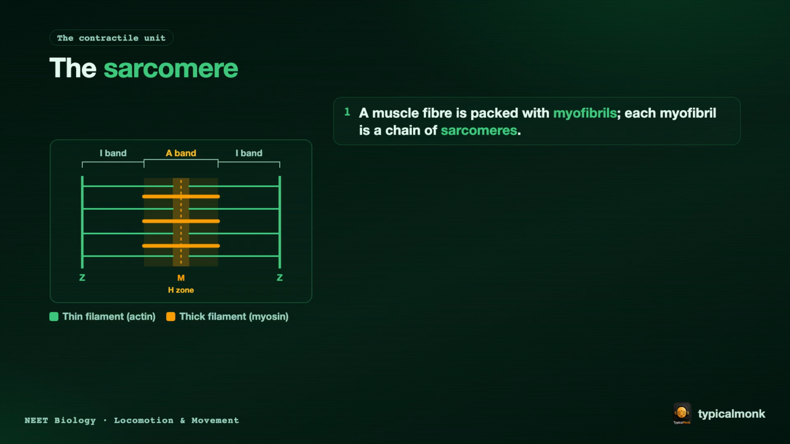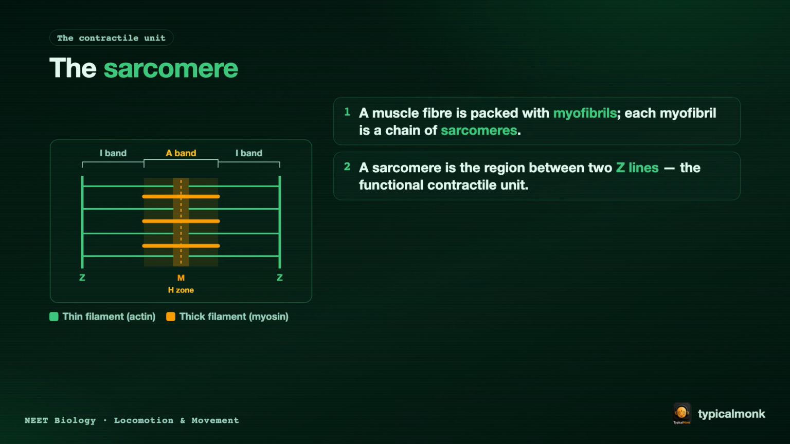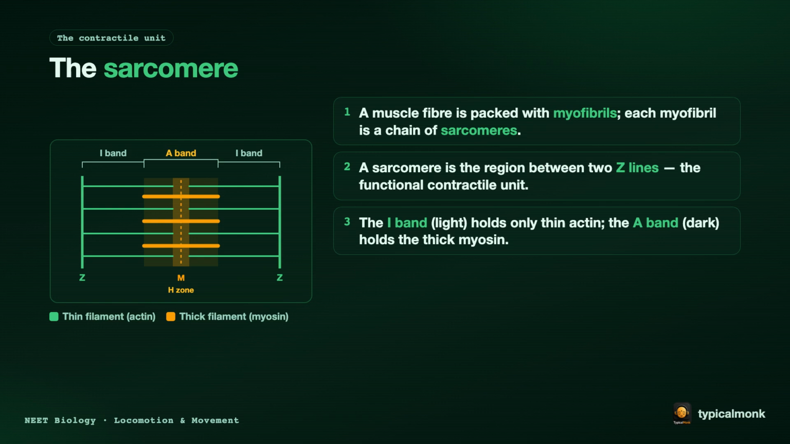Now the fine build of muscle, the sarcomere. A muscle fiber is packed with myofibrils, and each myofibril is really a chain of sarcomeres. A sarcomere is the region between 2 Z-lines. This is the functional unit of contraction.